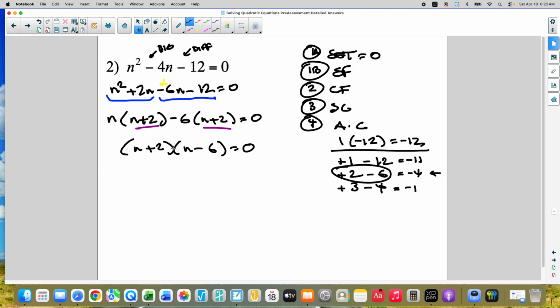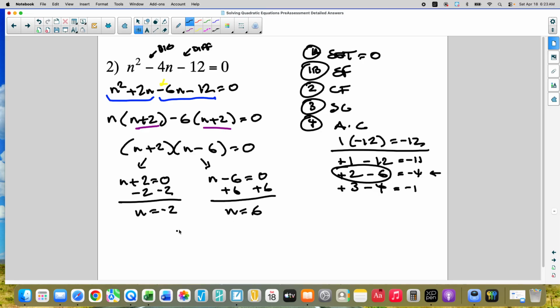And now we have 2 products equaling 0, so one of these must be equal to 0. What value for n would make this 0? What value for n would make this 0? Subtract 2. Add 6. And my solutions are -2, 6.